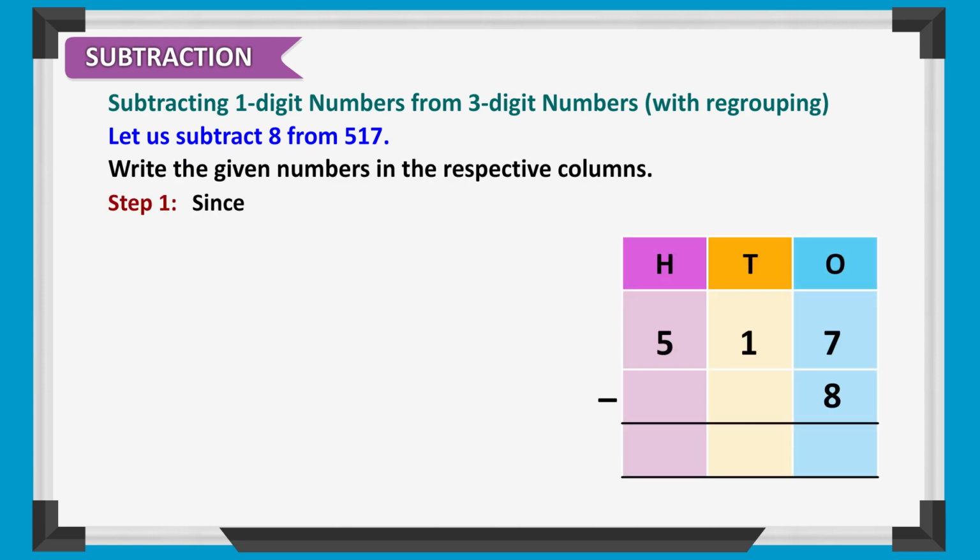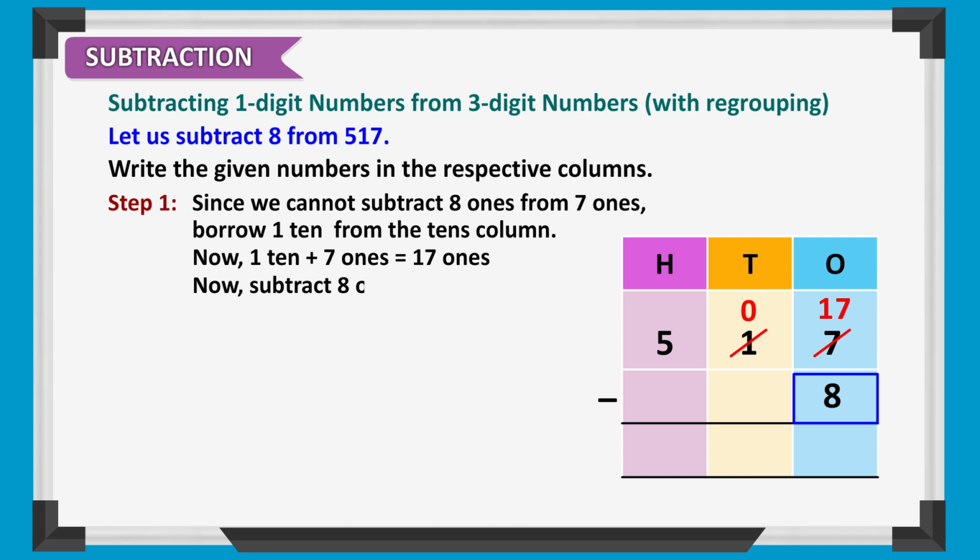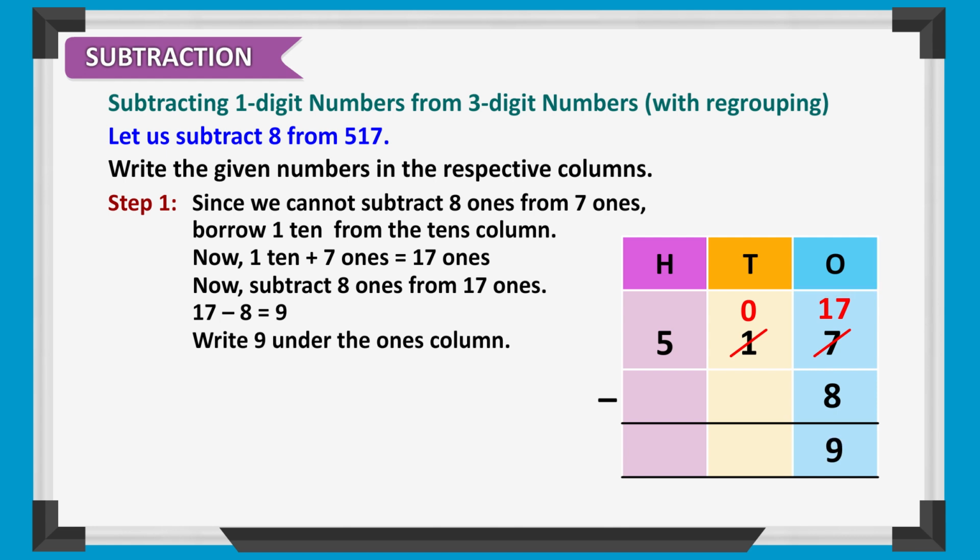Step 1. Since we cannot subtract 8 ones from 7 ones, borrow 1 ten from the tens column. Now, 1 ten plus 7 ones is equal to 17 ones. Now, subtract 8 ones from 17 ones. 17 minus 8 is equal to 9. Write 9 under the ones column.